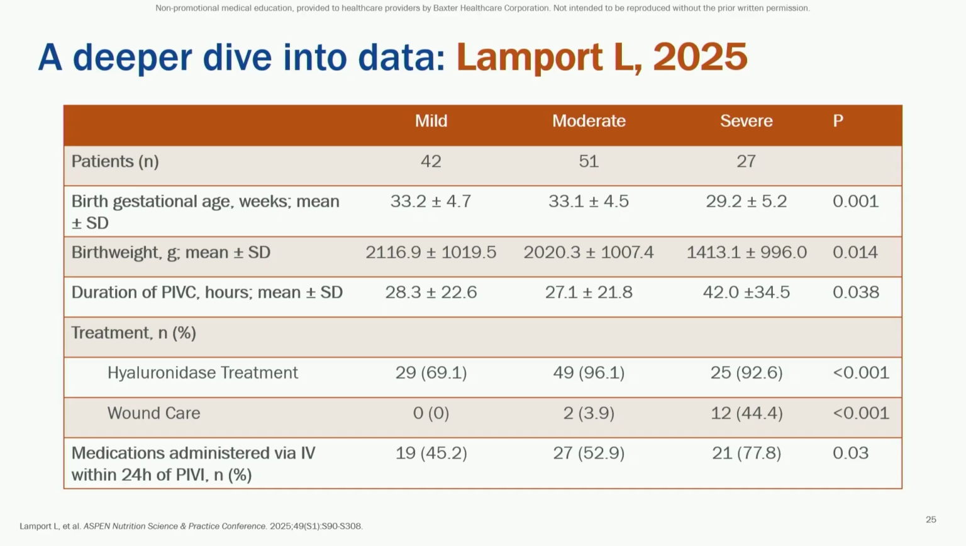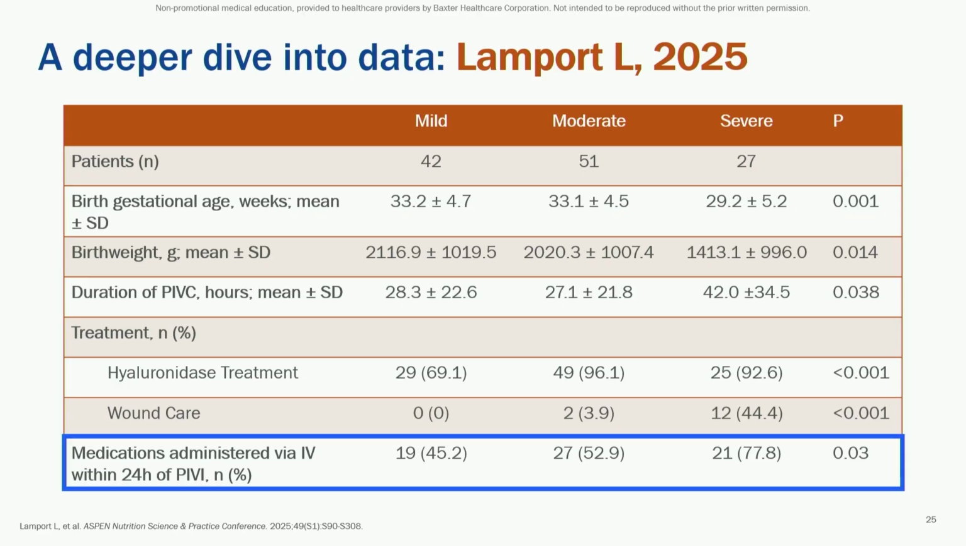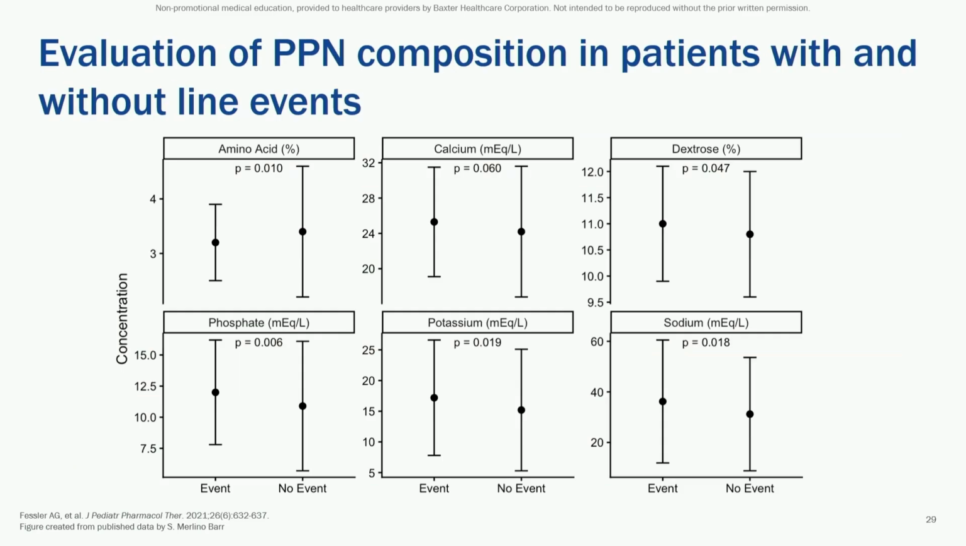A deeper dive into Lissa Lamport's data, we can see that more severe line-related events were seen in younger, smaller infants with a longer duration of that peripheral line. We, of course, saw higher rates of treatment and wound care with more severe events. But the takeaway from Lissa's data that has really stuck with me over the past year is that they saw a higher occurrence of medications administered via IV within 24 hours before their line-related event. And I'll come back to that thought in a moment.